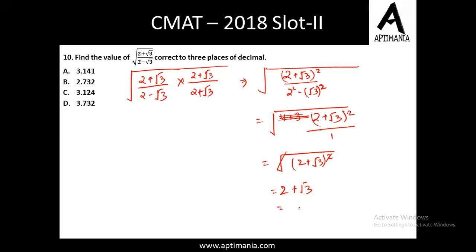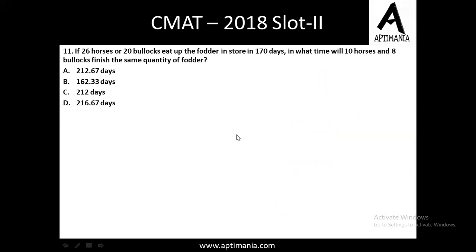As we know that the value of root 3 is 1.732. So on adding, we'll get the value as 3.732, which will be the correct answer for this question. So for question number 10, the correct answer is option D, 3.732. Let's go ahead to the next question. Question number 11 is on the screen.